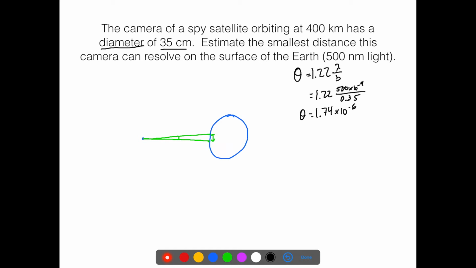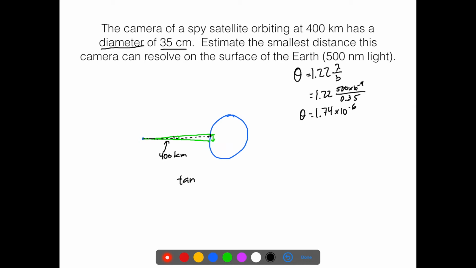Now with that angle, we can solve, given that we know the distance of the satellite from the Earth. The distance of the satellite from the Earth is 400 kilometers. So we can find it using that, and we'll use a right triangle down here. We'll take the angle and divide it in half first. And so the angle that we're going to use for our trig will be tangent of theta, because I'm looking for the opposite side.